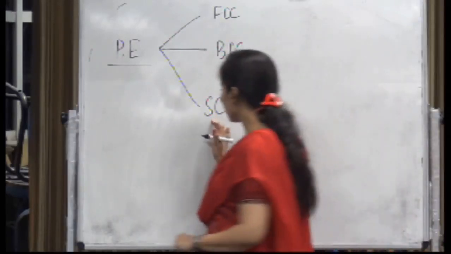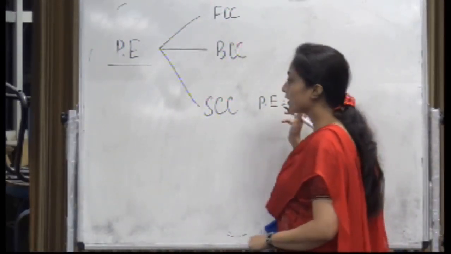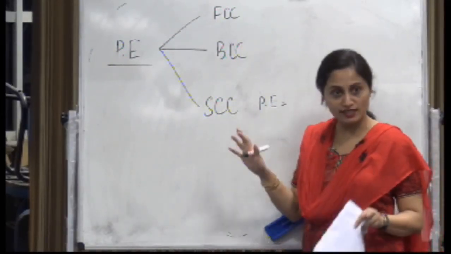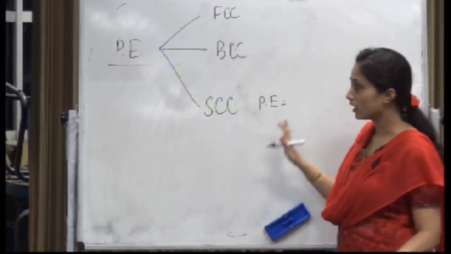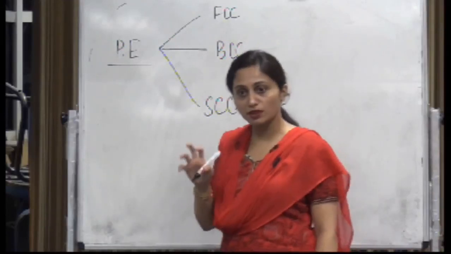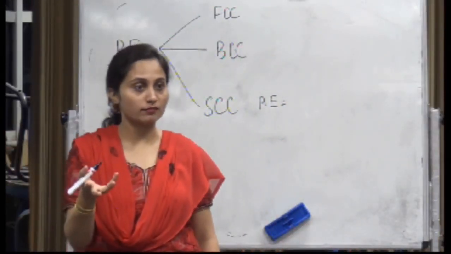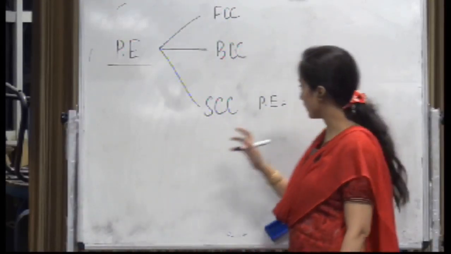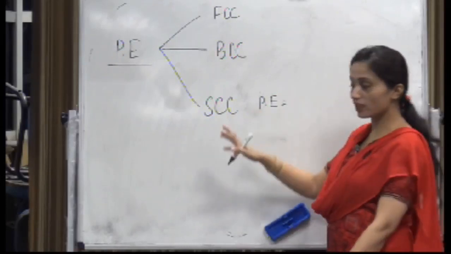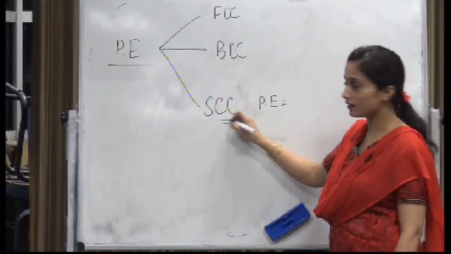If I talk about the simple cubic unit cell, the packing efficiency will be the volume occupied by the number of atoms per unit cell. ये general formula है packing efficiency का. It is the volume occupied by the total number of atoms per unit cell upon the volume of the unit cell. Clear? I repeat it again. It is the volume occupied by the total number of atoms per unit cell. What is the total number of atoms per unit cell for SCC?